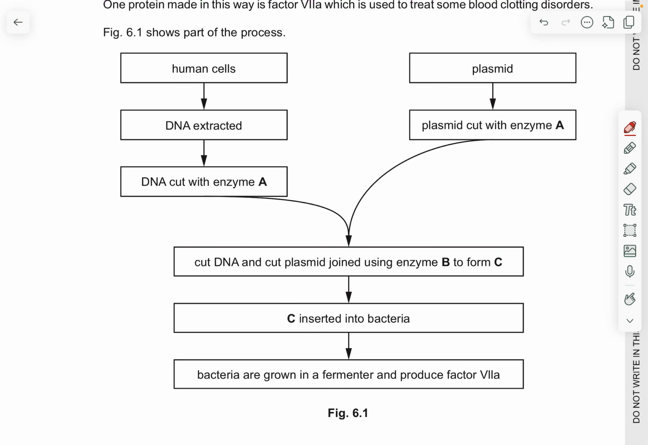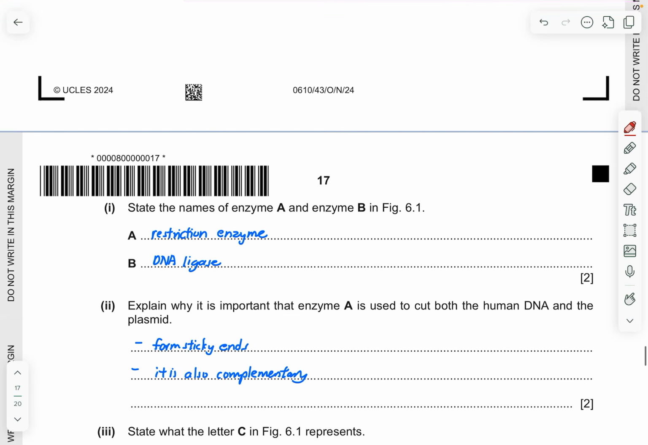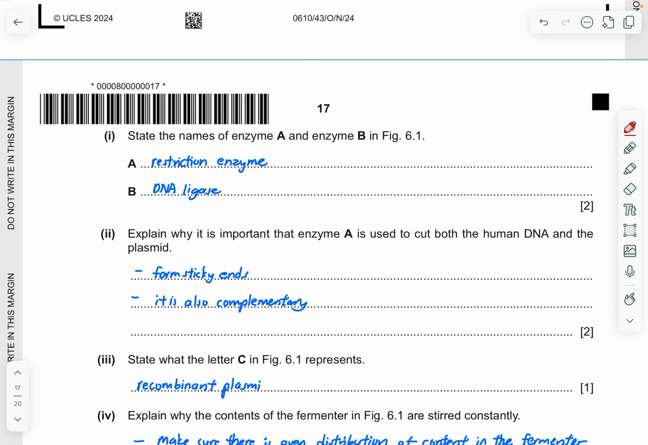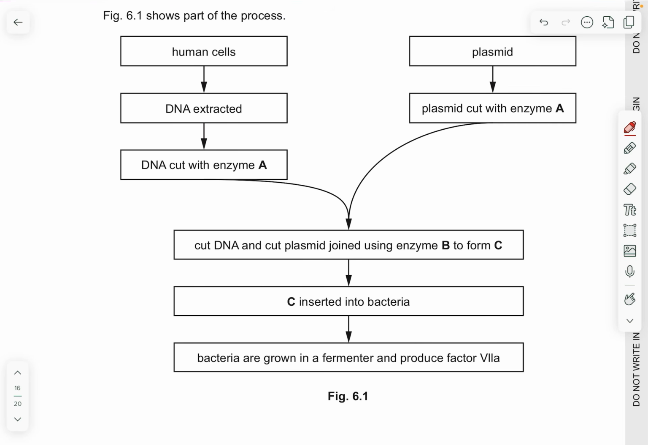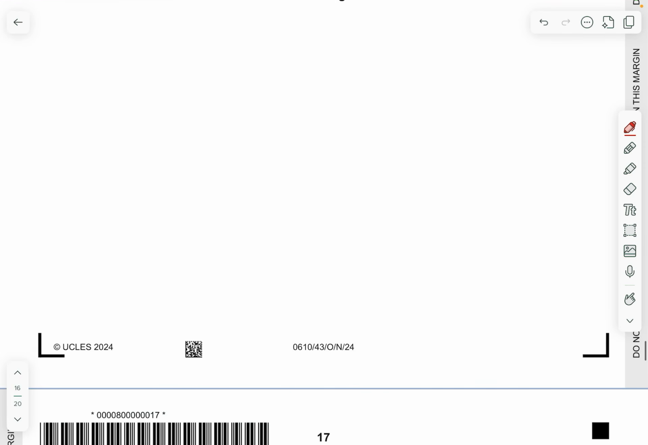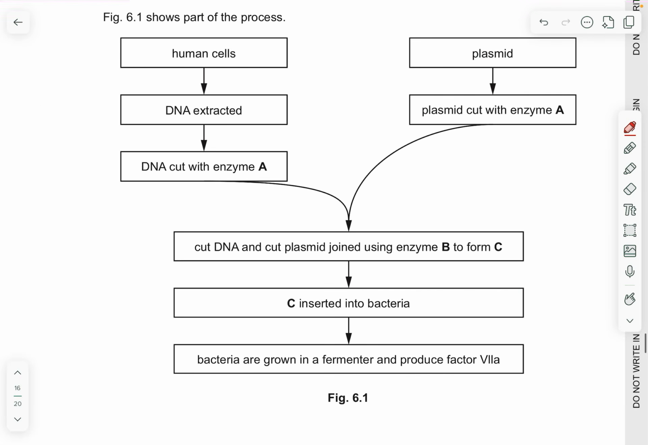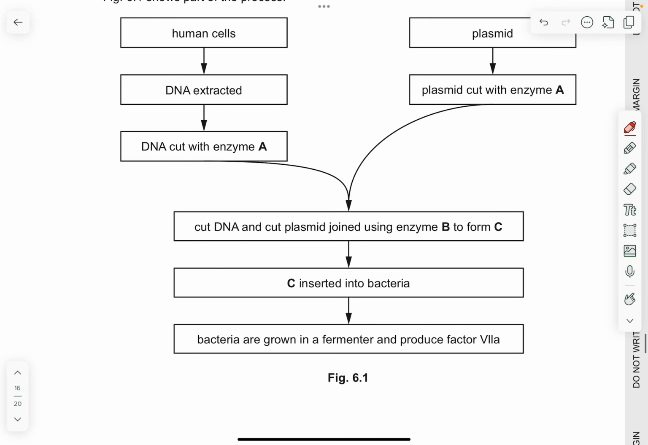There'll be a cutting of the DNA and then joining of them, inserting into the bacteria, and then it's grown in the fermenter. So state the names of enzyme A and enzyme B. Like I mentioned before, enzyme A is where you cut. You use the same enzyme to cut both sides, and this will be the restriction enzyme. For enzyme B, you are joining the two, both the human DNA and the plasmid, together. You are going to use a DNA ligase.